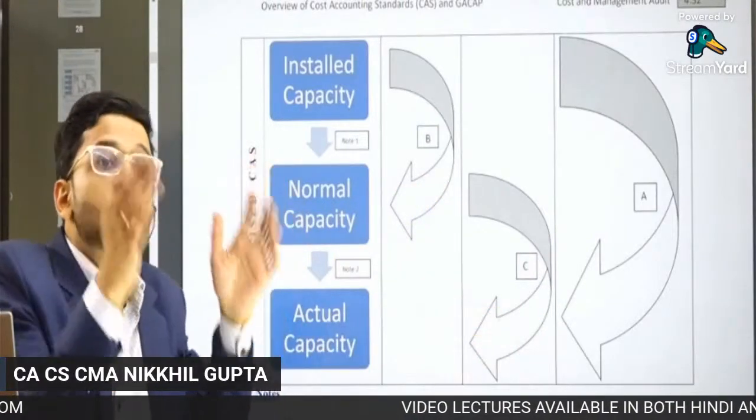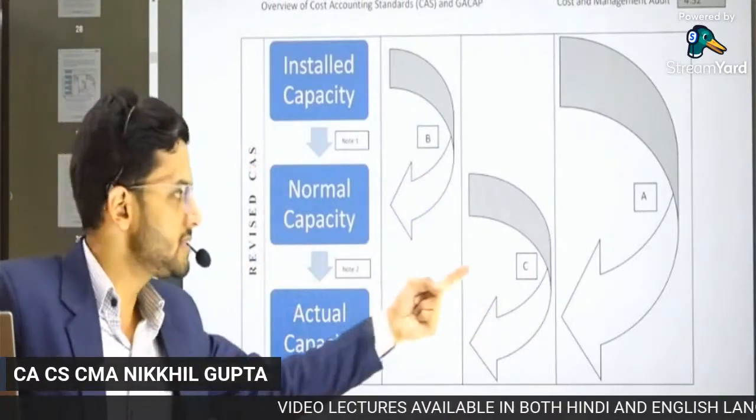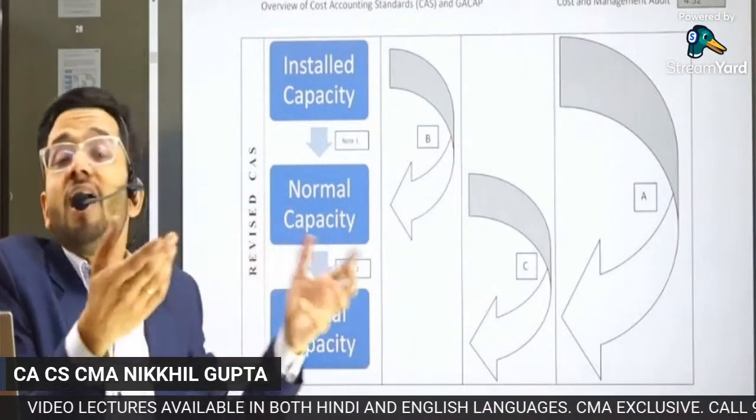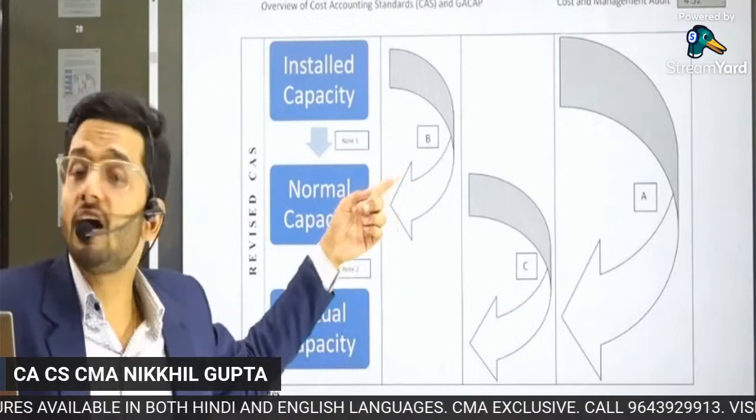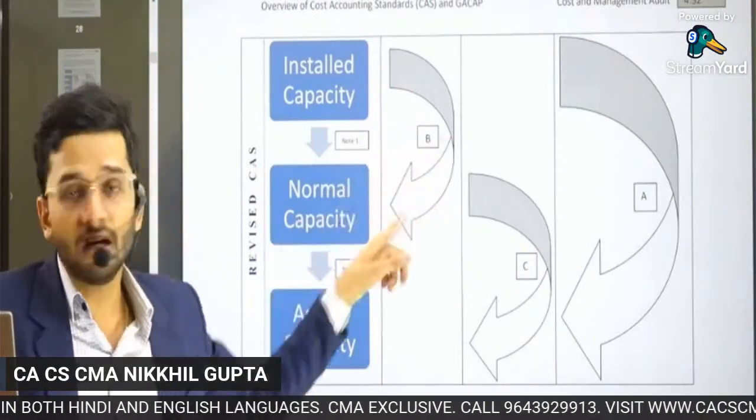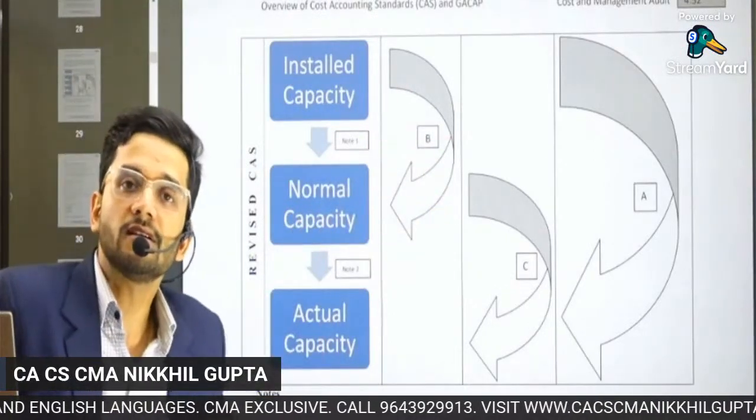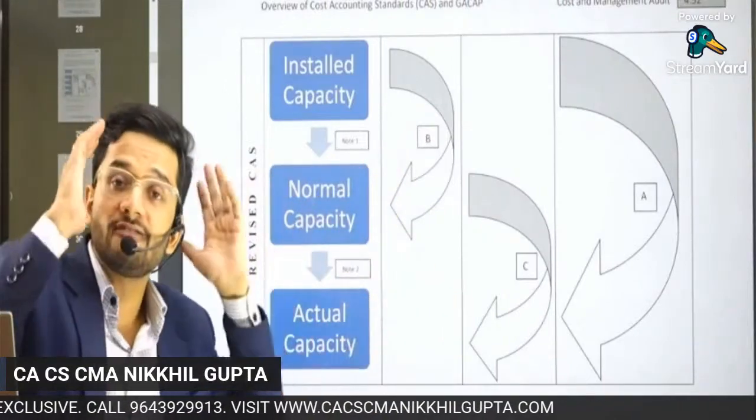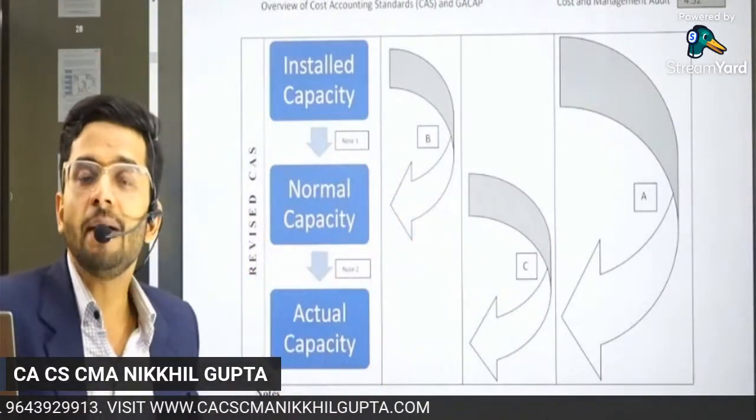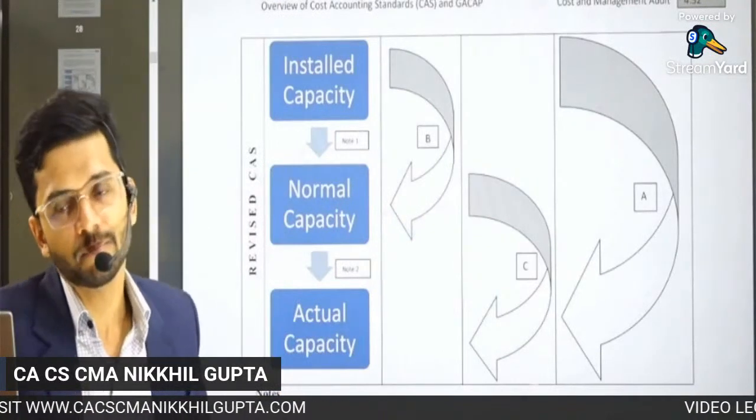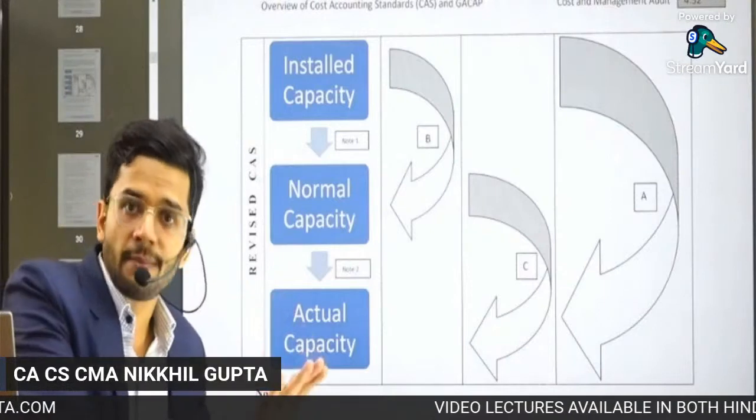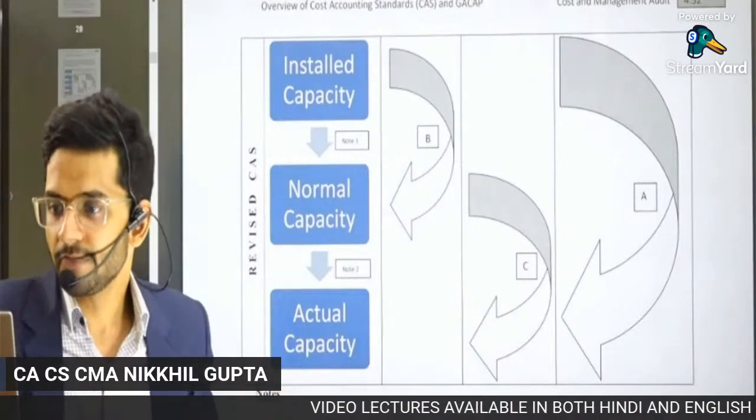Now, which one should we try to control? C, abnormal idle capacity. Which one can we not control? B. B we can't control. It is the normal idle capacity. C we can control. So where should our focus be? Our focus should be on C, abnormal idle capacity. That is how idle capacity is bifurcated into normal idle capacity and abnormal idle capacity.